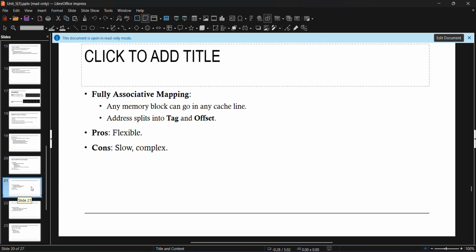Now moving on to fully associative mapping. For fully associative mapping, any memory block can go in any cache line, meaning any memory block can fit anywhere in the cache. Over here, the address is only split into the tag and the offset. The pros are that it is flexible. But at the same time, the disadvantage is that it is very slow and it is complex.